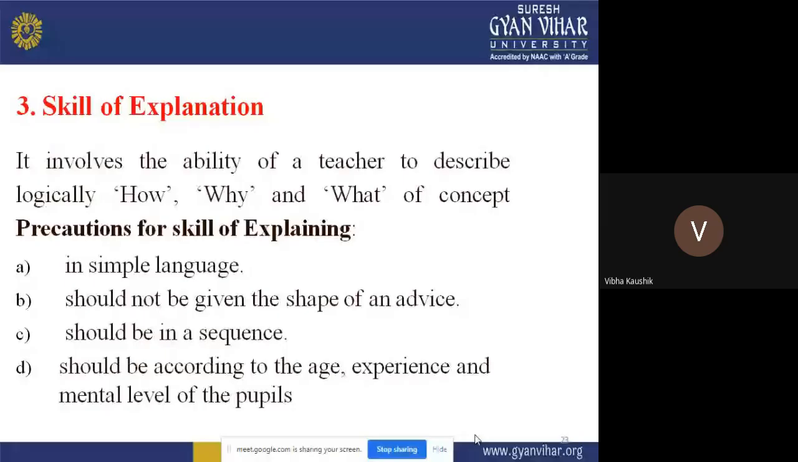Skill of explanation. That skill will be used by the teacher to explain the difficult concept to the learners. It involves the ability of a teacher to describe. It's an ability of a teacher to describe logically, to give a logical form, how and what of a concept. These basic questions should be explained when the teacher is using the explanation skill. Precautions for skill of explaining means what are the different precautions that should be used by the teacher when he is using that explanation skill.